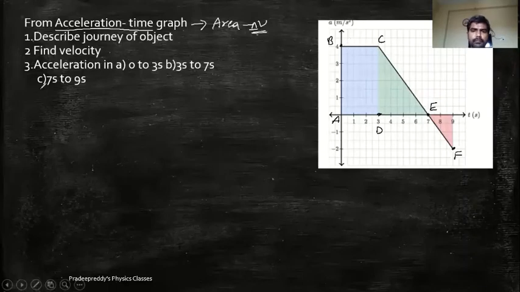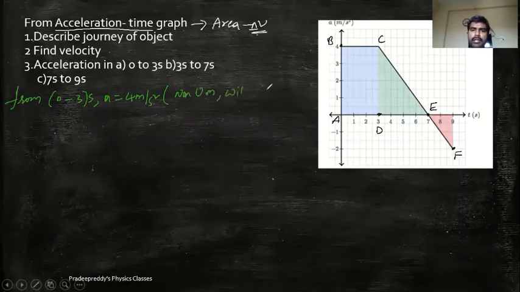So from 0 to 3 seconds, a is equal to 4 meter per second square, and this is non-uniform motion with uniform acceleration. Okay, it is non-uniform motion with uniform acceleration.